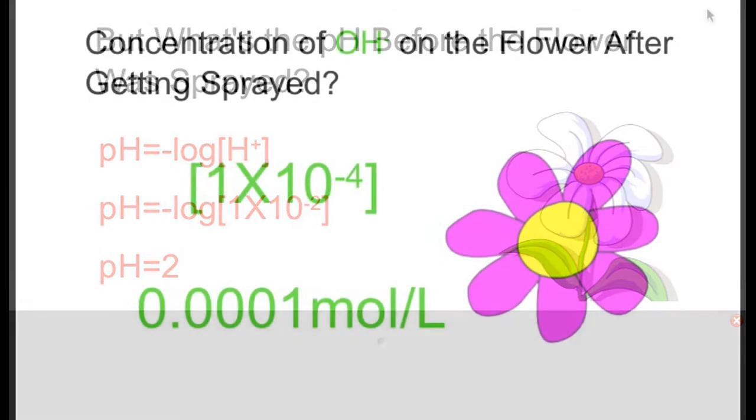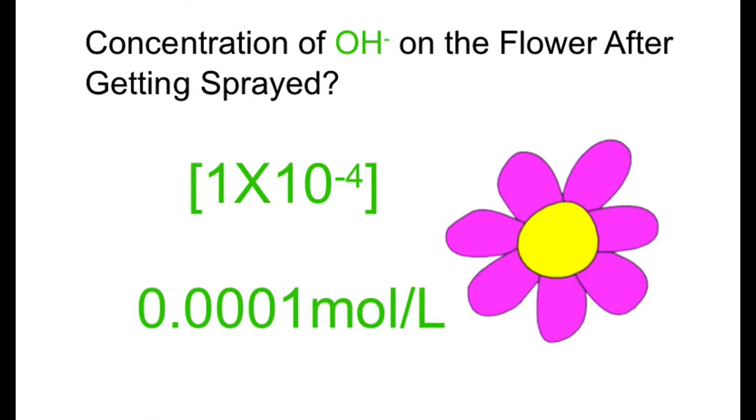Now, using all that knowledge that you just gained, it is time for you to determine the pH of the flour after getting sprayed. I'm going to help you out through this process. First, I'm going to give you the hydroxide anion concentration, the OH negative, and that is 1 times 10 to the negative 4th. Using that, let's calculate what the pOH is.